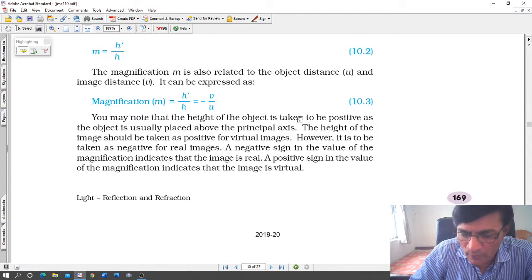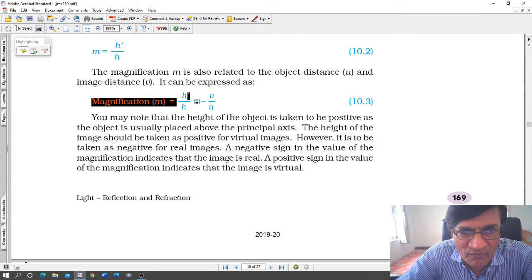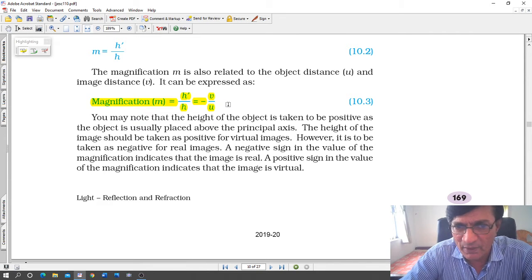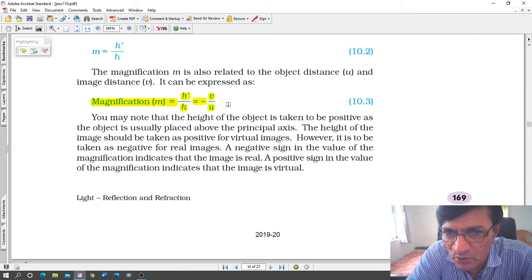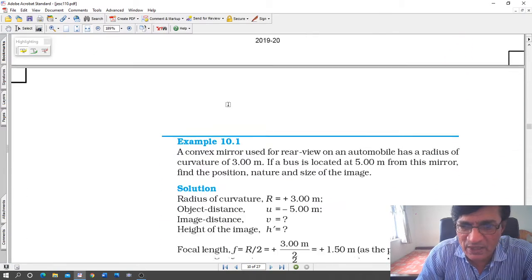Even if you want to calculate magnification from object distance and image distance, this is the formula you need to understand. Magnification M is also equal to minus v upon u. That minus sign is important for a mirror. When we discuss lenses, you will find that minus sign is not there. The difference between magnification for a lens and for a mirror is that minus sign. This is what I discussed in the morning.